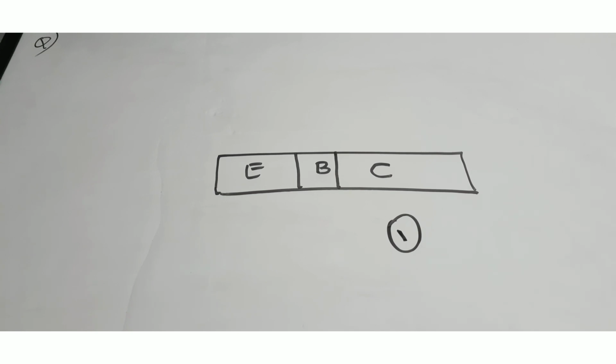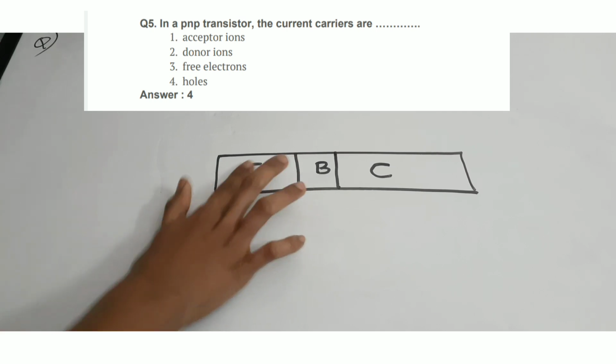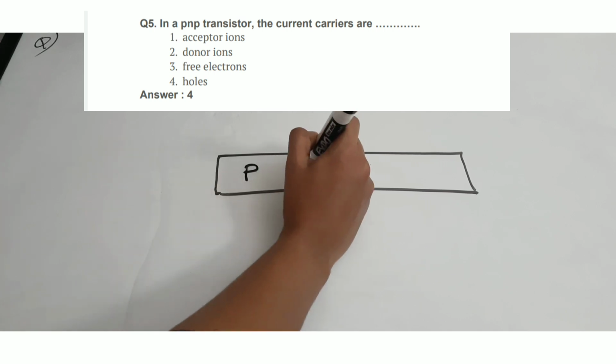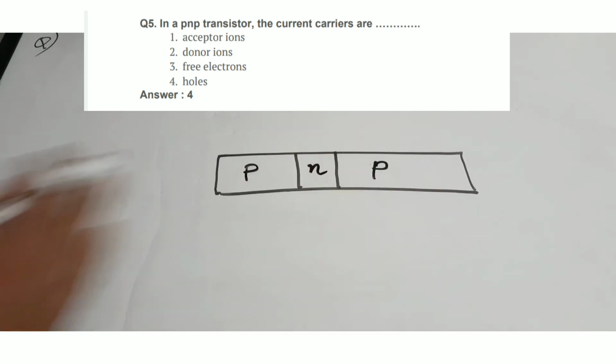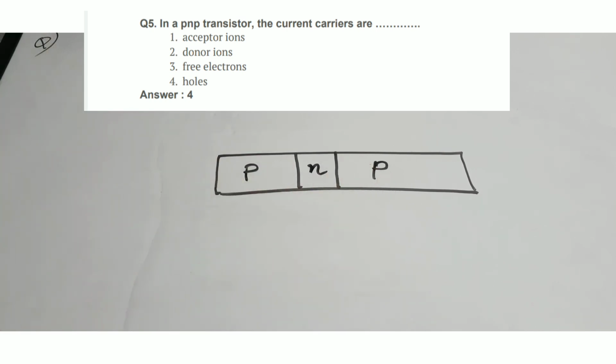Next, again from the structure or configuration of the transistor, the question is coming. In a PNP transistor, the current carriers are dash. I'll draw the PNP here itself. So there is P, there is N, and there is P. In the PNP transistor, you can see the number of P sides are more. P sides means P-type semiconductor. In a P-type semiconductor, the majority carriers are holes. I'll write that here.